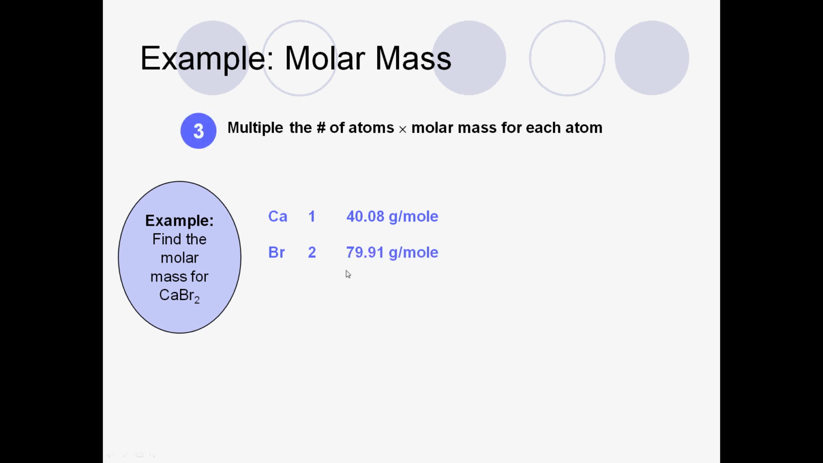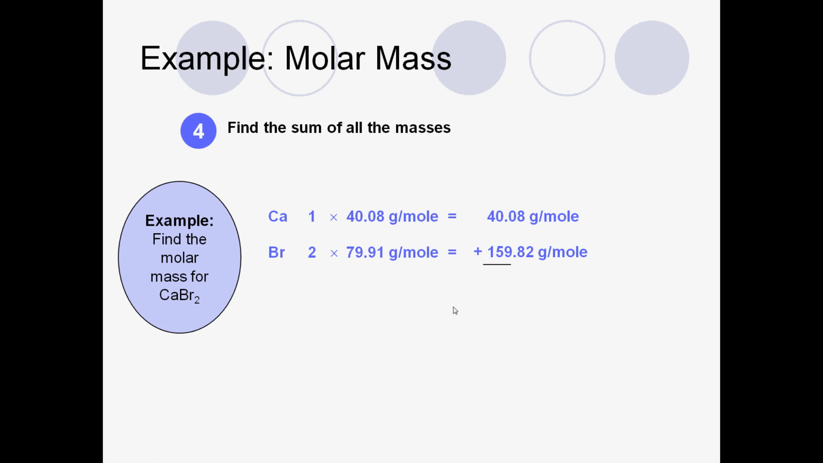Third step is to multiply these. So 1 times 40.08 and 2 times 79.91. We get both of those numbers and then we add them together to get our total molecular mass for a molecule. So 199.90 grams per mole in this case.